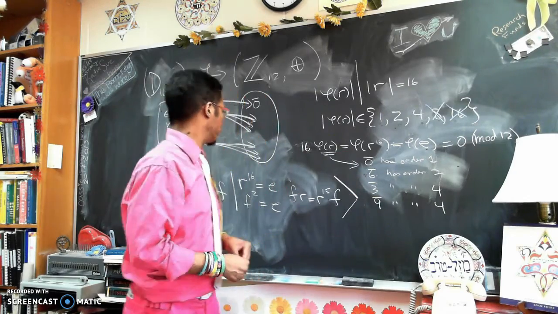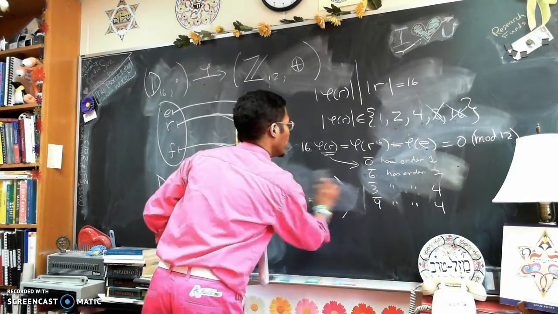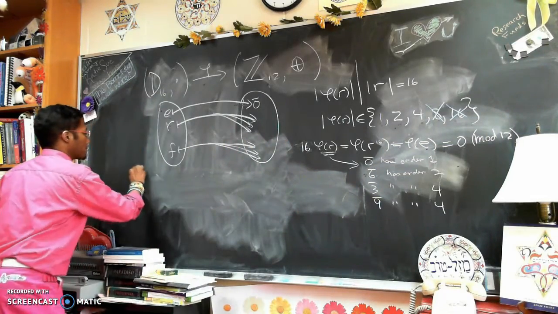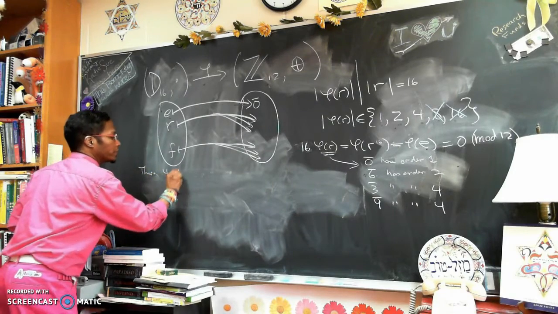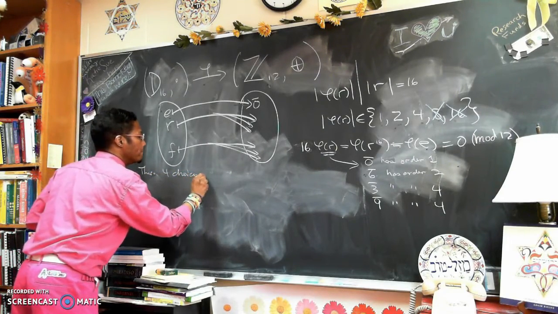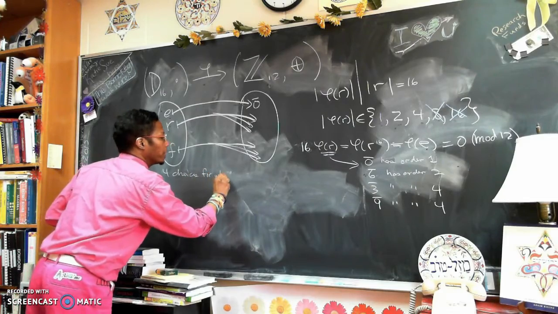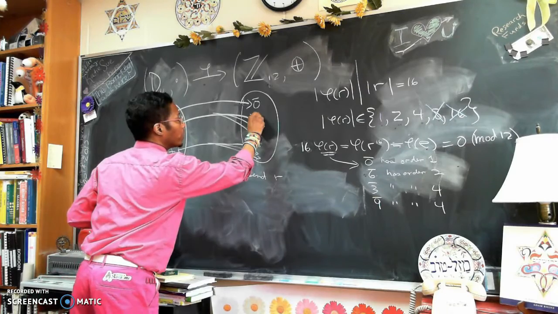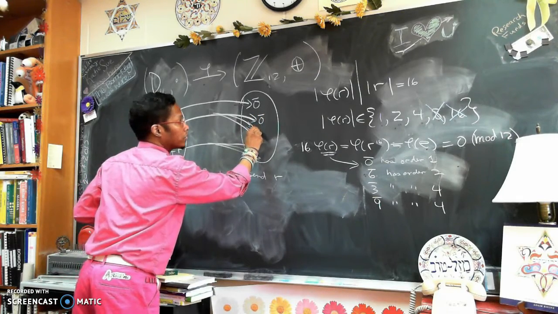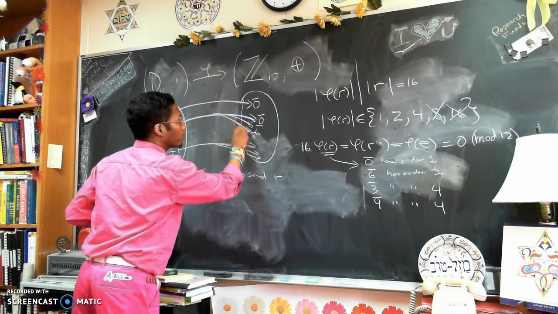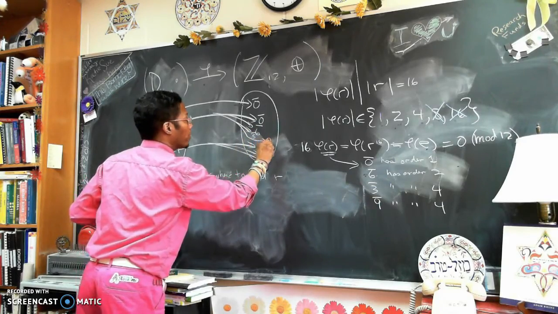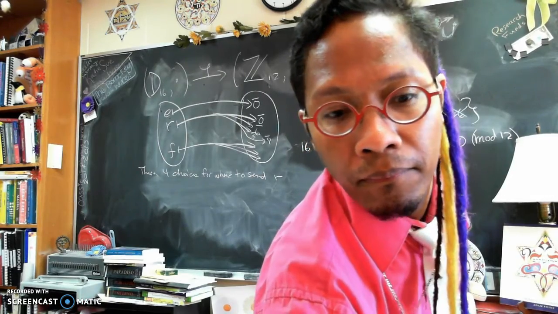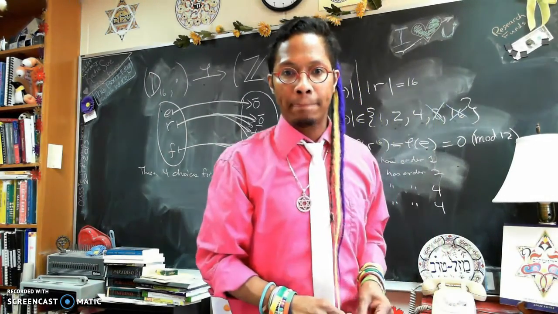So these are the possible places that phi can go to, or can be sent to. So there are 4 choices for where to send R. And that's 0 bar, 6 bar, 3 bar, or 9 bar. Now let's do the same analysis for F.